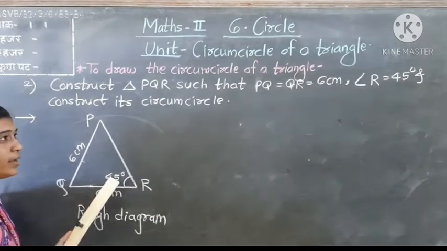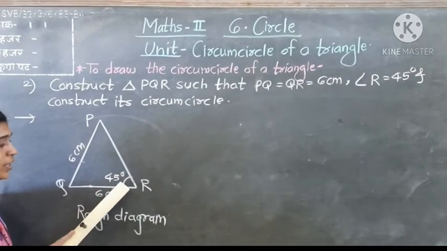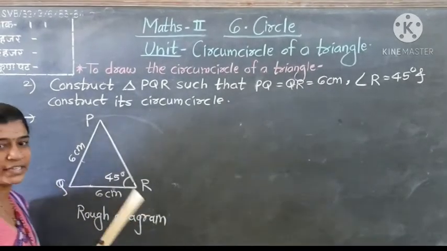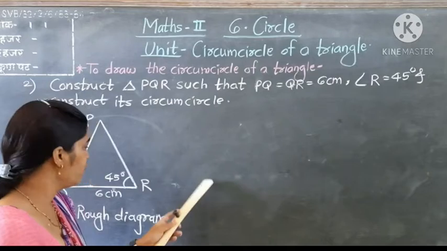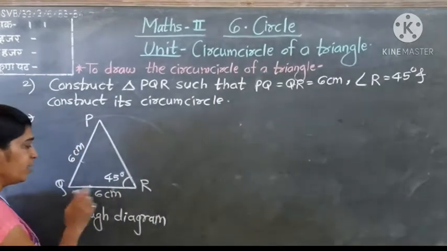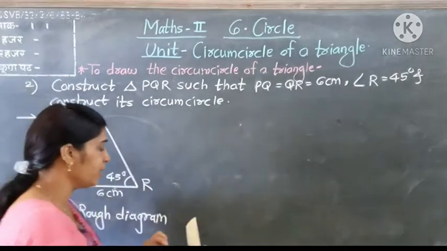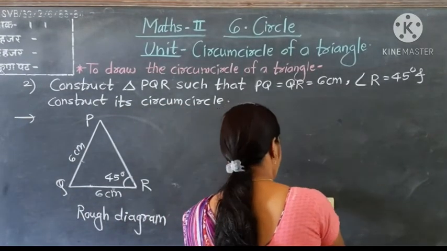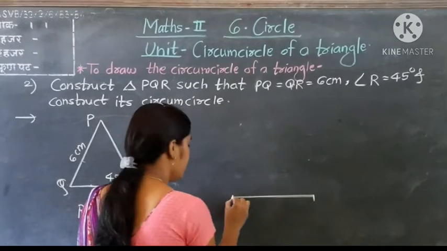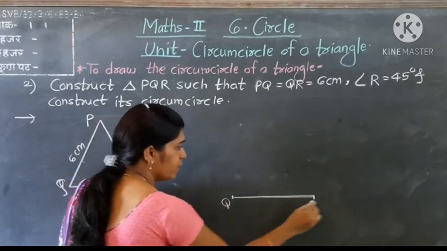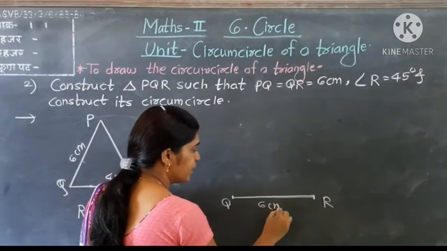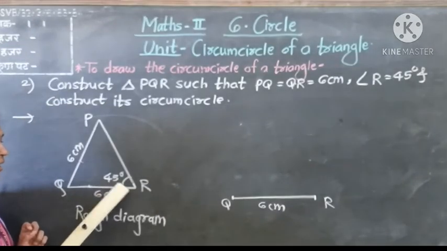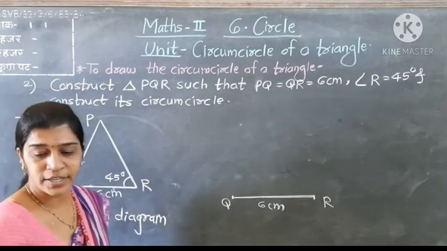Triangle PQR, points shown here. Angle R is 45, PQ and QR is 6 cm. So let's draw. First draw triangle PQR. First draw base QR. QR is 6 cm. QR is given here 6 cm.